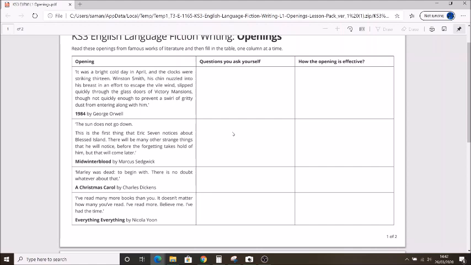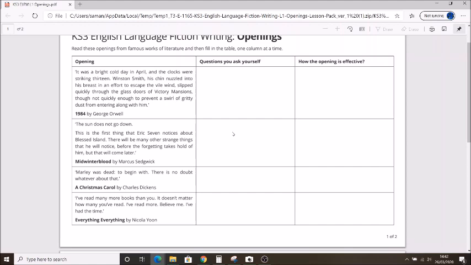Winston Smith. Who is Winston Smith? We don't know. We're just given his name. So unlike Indiana Jones, he is not instantly revealed to us. We know what the character is called, but who is he? We don't know. Quickly through the glass doors.